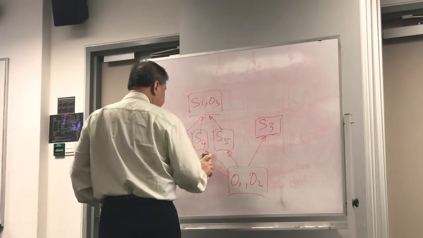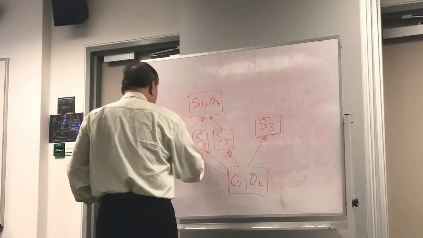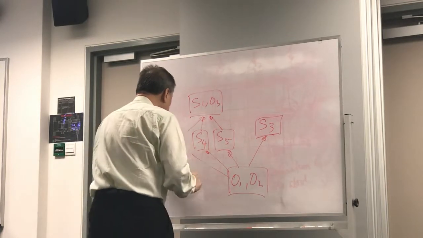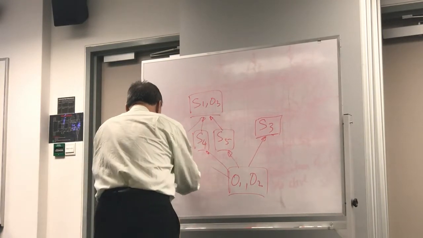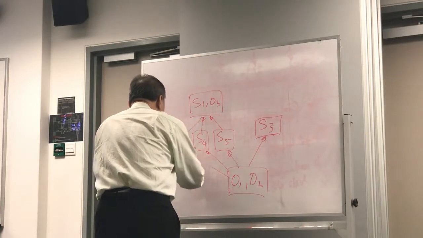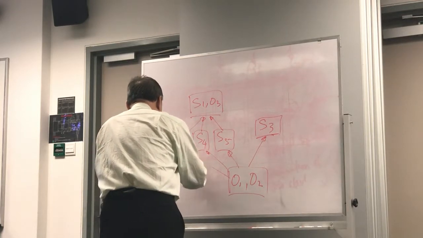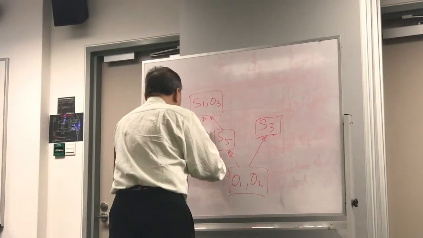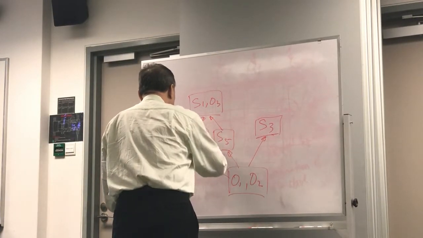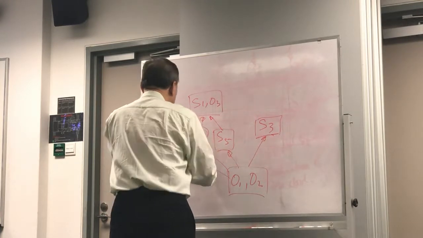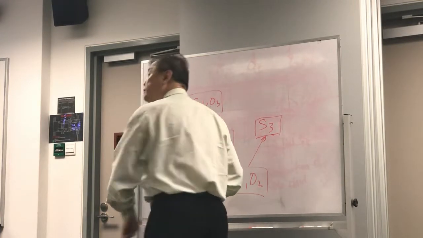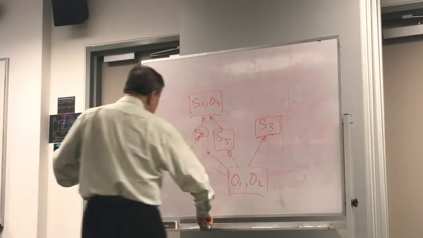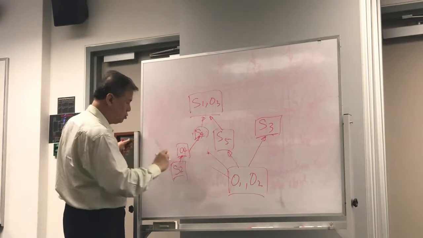So that means S2 has to be lower here. Yeah, something like that. S2 has to be lower here, and then there is O4 here. S2 can write to O4, and then S4 can read O4. Yes? Yeah?